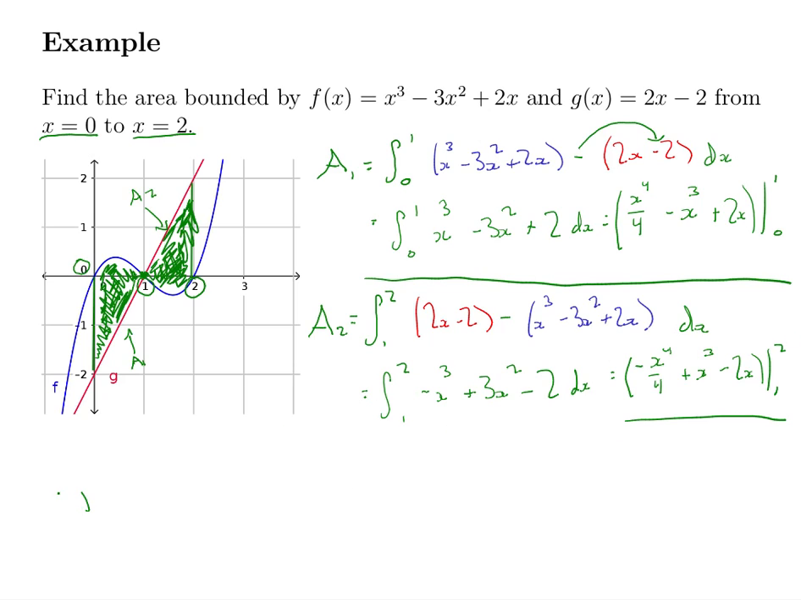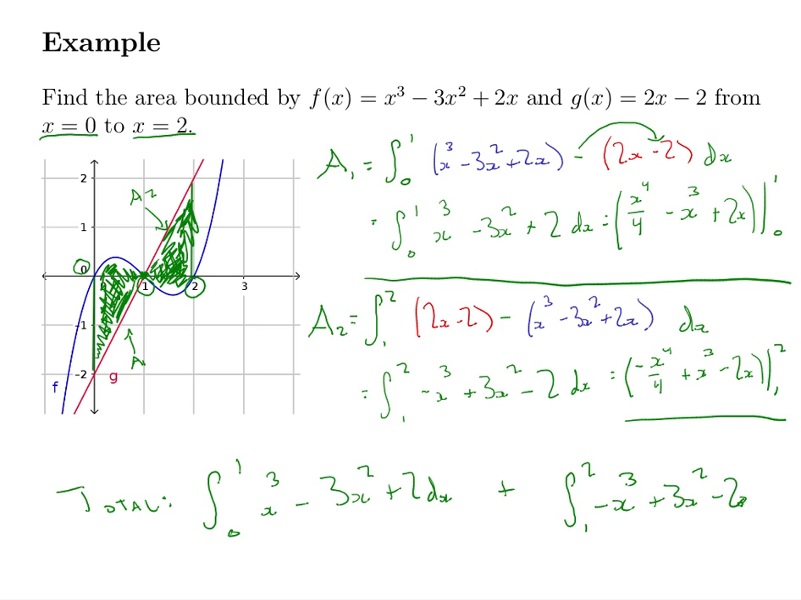So our total area that we're going to look for is actually going to look like this. It's going to be the integral from 0 to 1 of x cubed minus 3x squared plus 2 dx plus our second area, the integral from 1 to 2 of negative x cubed plus 3x squared minus 2 dx. We already have the antiderivatives, so we'll go ahead and take a look at those in a second. We'll find our areas, and we'll see what goes on from there. But this is our total area that we're looking for.